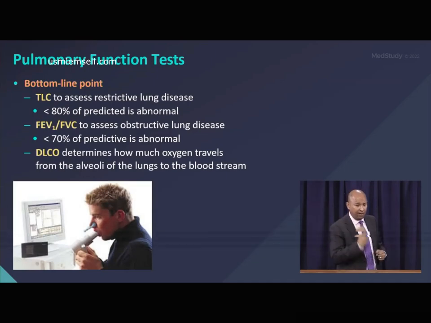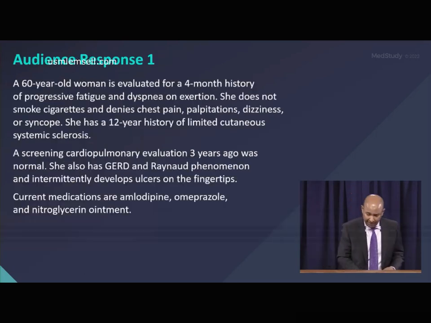So bottom line point. So TLC is for what? To assess restrictive diseases. Less than 80% predicted is abnormal. The ratio is to assess obstructive lung disease. Less than 70% predicted is abnormal. And DLCO tells me how much oxygen is going through the big three: alveoli, interstitium, and into the capillaries. You need all those three to come up with an interpretation of your PFT.